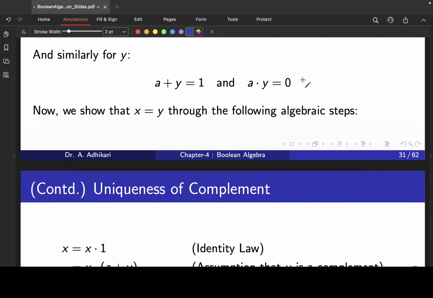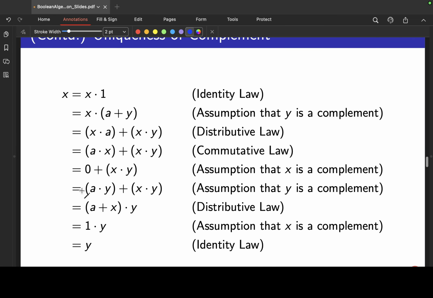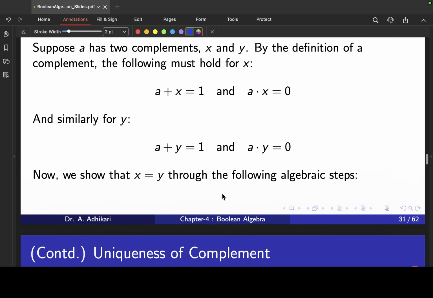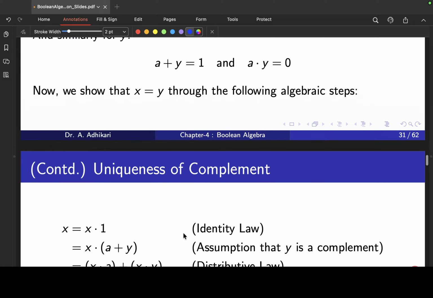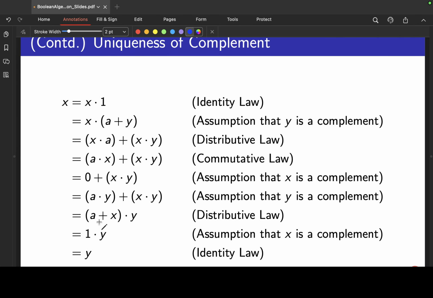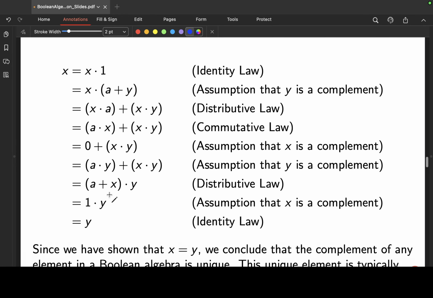Due to our assumption, A·Y equals 0. So we write A·Y equals 0, plus X·Y. Again, applying distributive law, (A + X)·Y. This A + X equals 1, due to our assumption. This 1·Y equals Y by identity law. So X equals Y.